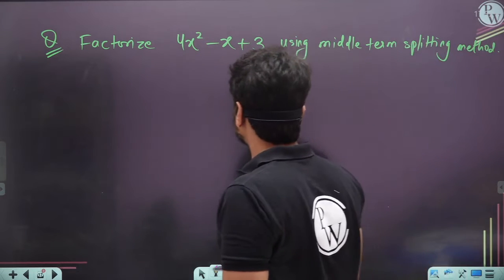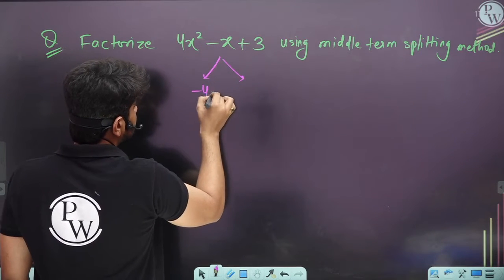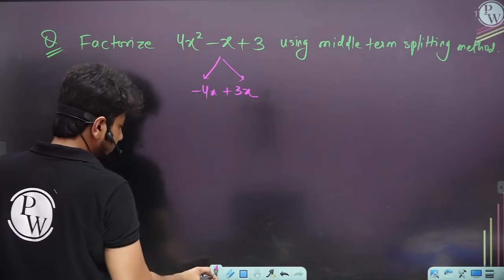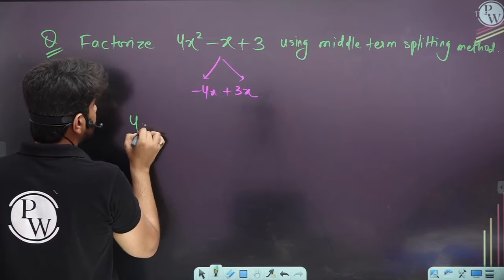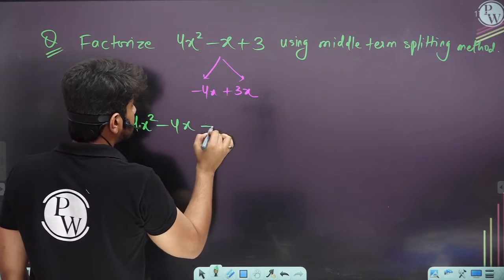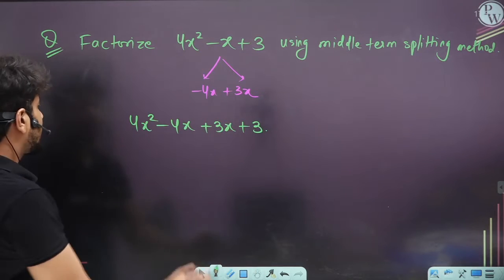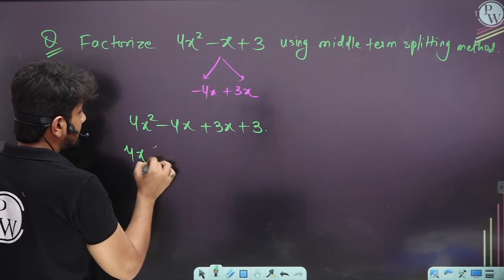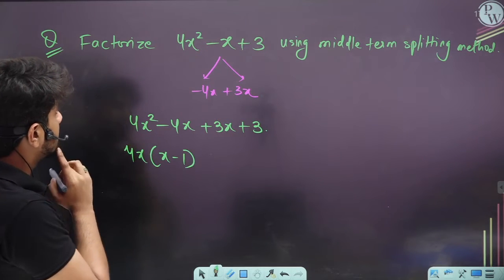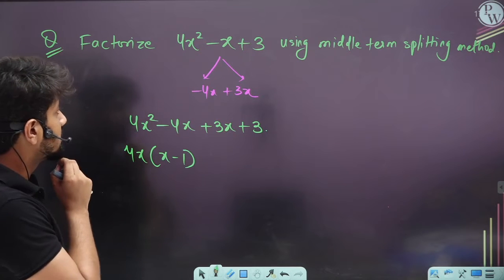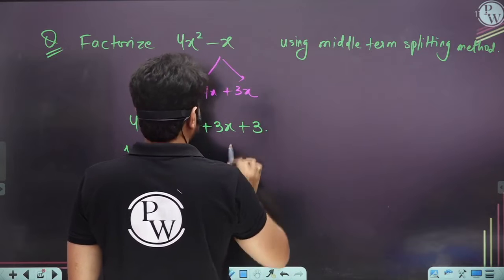Okay, everybody can do this. I am going to break this minus x into two parts, minus 4x plus 3x. So I am going to write this as 4x square minus 4x plus 3x plus 3. Now taking 4x common, so 4x times x minus 1, minus 4 plus 3. Okay, there has to be minus 3, sorry. There has to be minus, a little bit of change in the question.